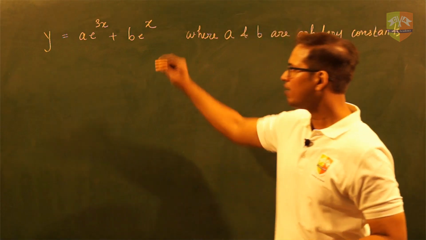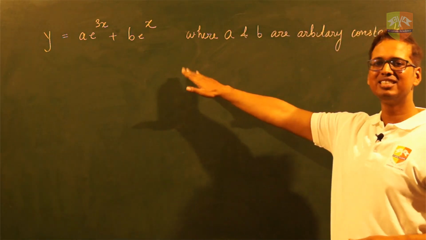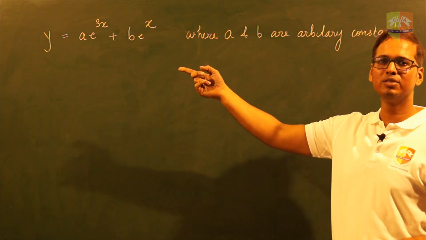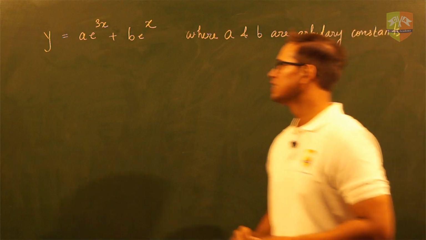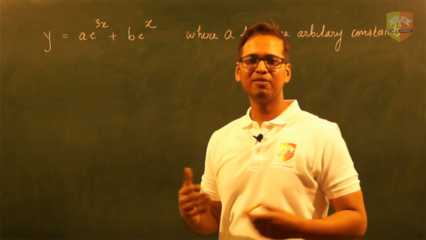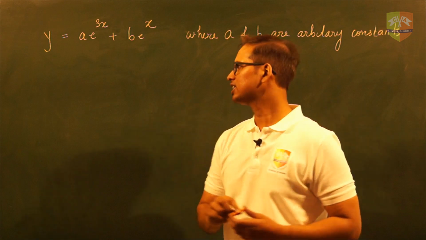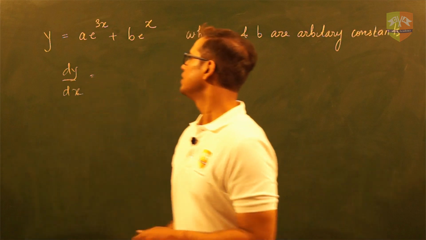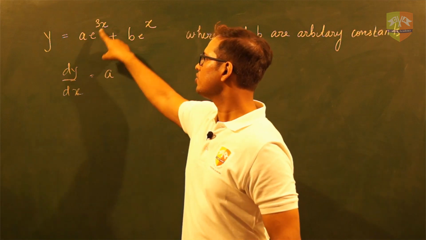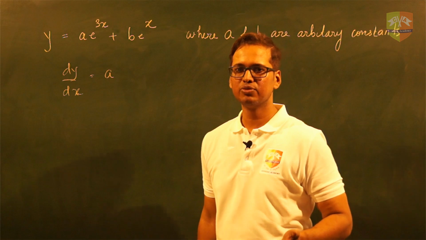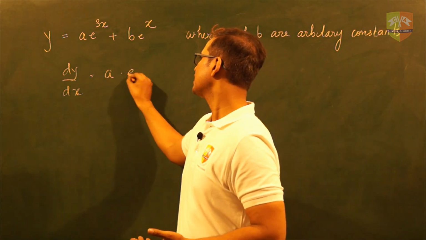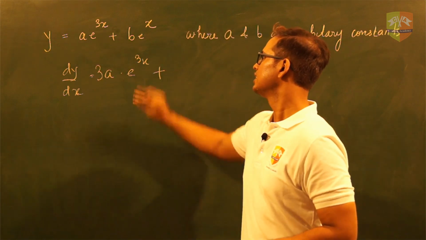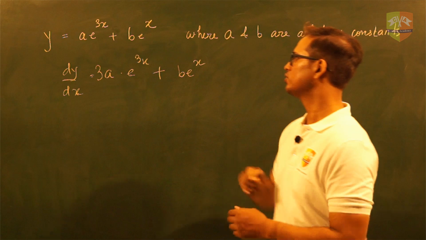Now we have to form a differential equation which satisfies this family of curves, or in other words, find the differential equation which is formed from this family of curves. Now since there are two arbitrary constants, I have a liberty to differentiate it 2 times, correct? So let us start by differentiating it once first. So dy by dx will be nothing but a times the derivative of e to the power 3x. Now the derivative of e to the power 3x will follow the chain rule, so it will be e to the power 3x times 3. So let me write 3 over here. Plus the derivative of b e to the power x will be b e to the power x.